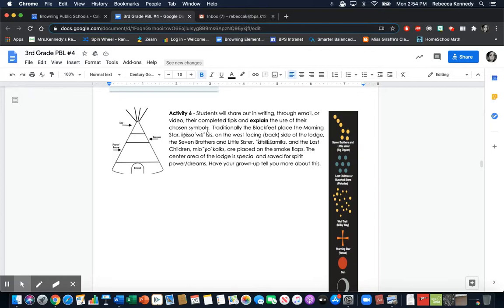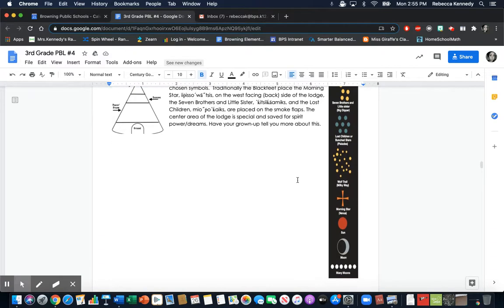You will explain the use of the symbols that you chose. So these are the symbols here on the side, and you're going to explain why you chose them. Traditionally, the Blackfeet place the morning star, Ippisawatsis, on the west facing or back side of the lodge. The 7 brothers and little sisters and the lost children are placed on the smoke flaps. The center area of the lodge is special and saved for spirit power and dreams. Have your grown-up tell you more about this.